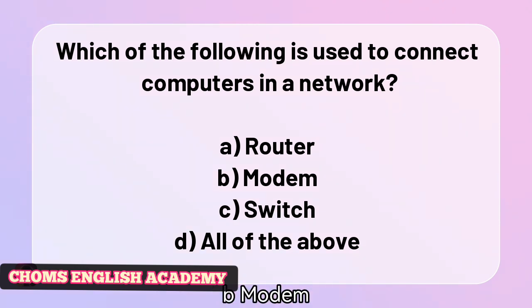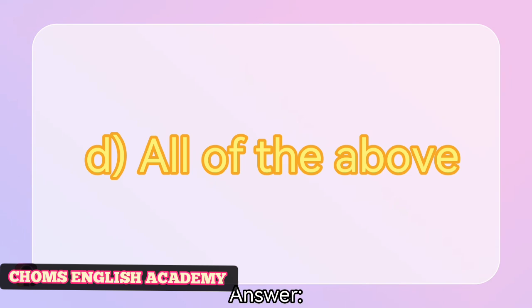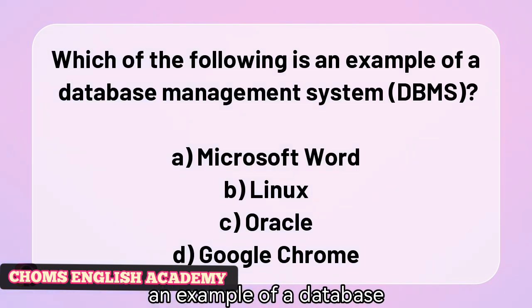A. Router. B. Modem. C. Switch. D. All of the above. Answer: D. All of the above. Which of the following is an example of a database management system?